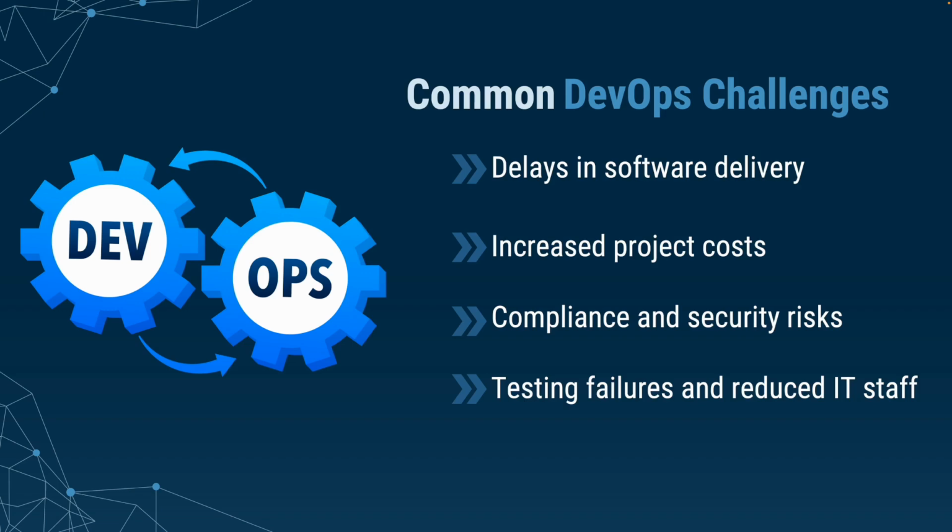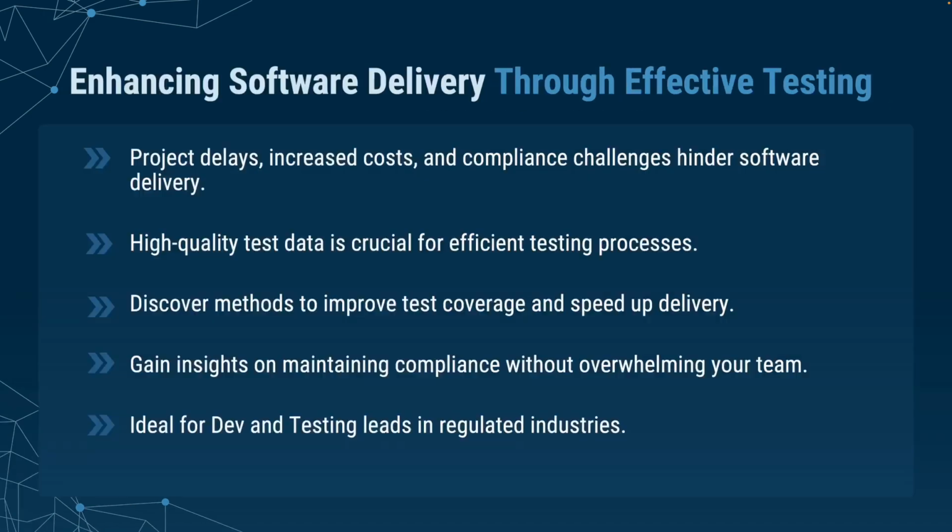All right. Now, let's talk about delays in software delivery, right? Increased project cost, compliance and security risks. That's a big one. And of course, test failures. So if we think about enhancing software delivery, maybe project delays, increased costs, compliance challenges, right? High quality test data is critical to an effective testing process. So that one's very important to me.